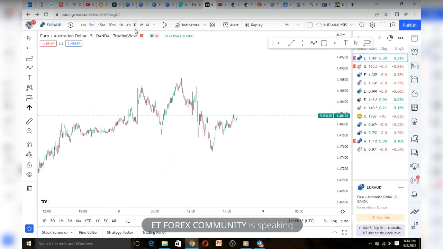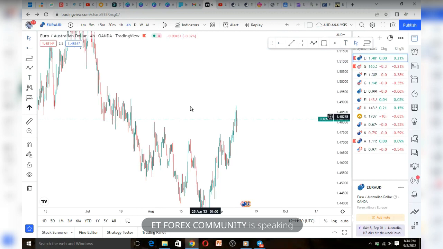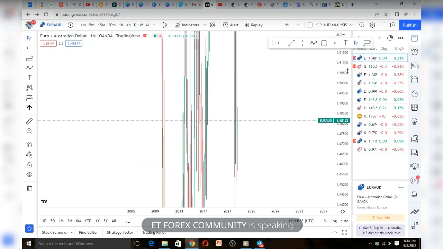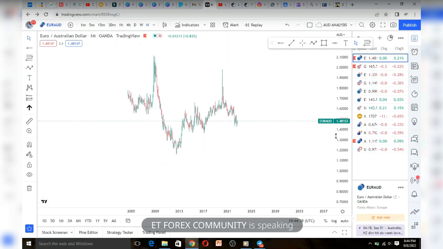All right. So now it comes to the time frame. First of all, you want to go to your monthly time frame. What you want to do in your monthly time frame, you're not doing much. You just want to know the overall direction of the market. Where is the market going to?